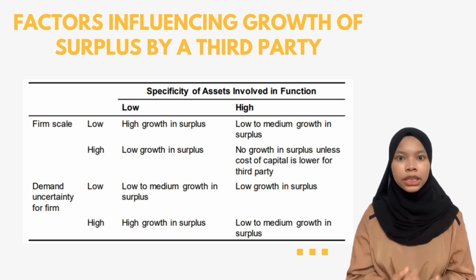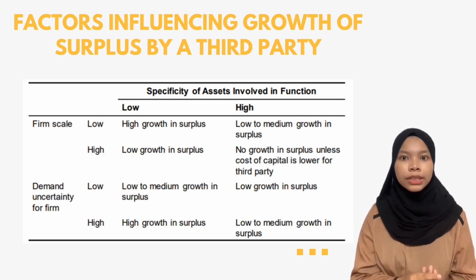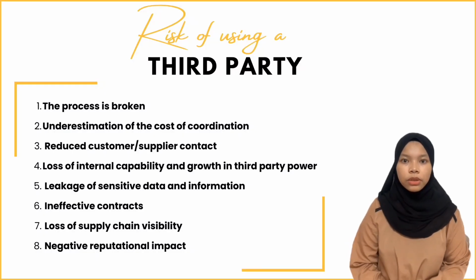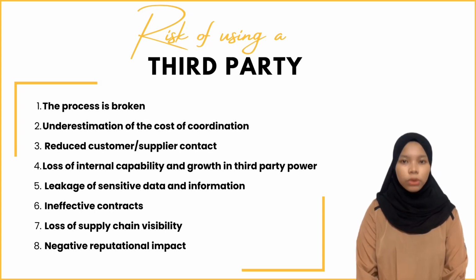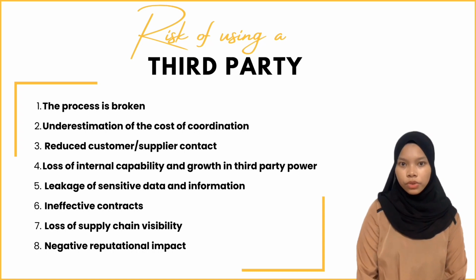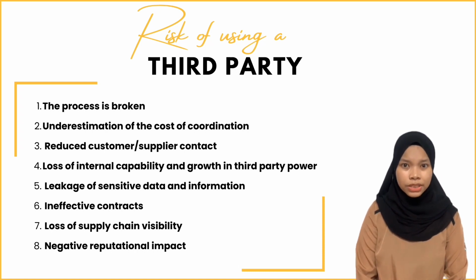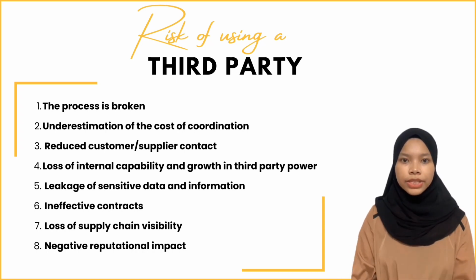This table summarizes the discussion on how and when a third party can increase supply chain surplus. There are a few risks of using a third party. First, the process is broken. The most serious issue arises when a company outsources supply chain functions simply because it has lost control of the process. Remember that bringing a third party into a broken supply chain process only makes it worse and more difficult to control. The first step should be to bring the process under control, followed by a cost-benefit analysis before deciding on outsourcing. The second risk is underestimation of the cost of coordination.